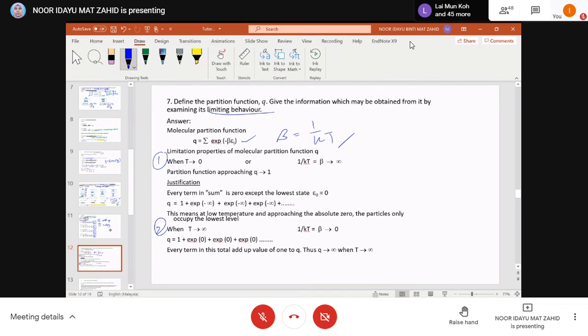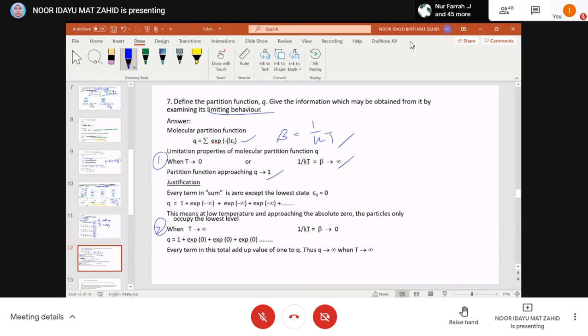So when temperature is approaching 0, if you go back to your 1 over kT term, kT is approaching 0. 1 divided by a very small number means you obtain a large number, right? Infinity. Beta will be infinity. This is simple mathematical logic. Something divided by a number approaching 0, you obtain a large number. So when beta is a very large number, the exponential of it, you will obtain Q equal to 1. So T approaching 0, Q will approach 1.